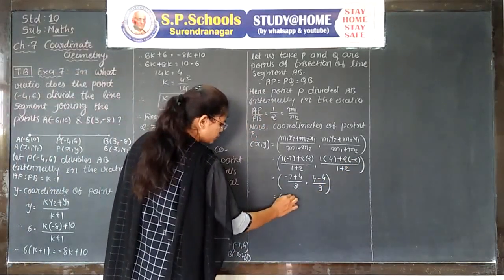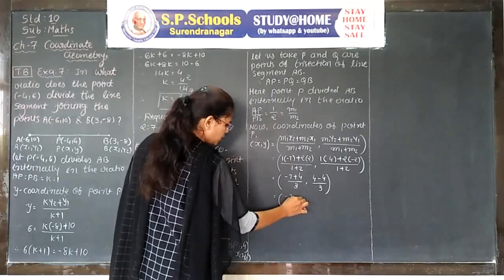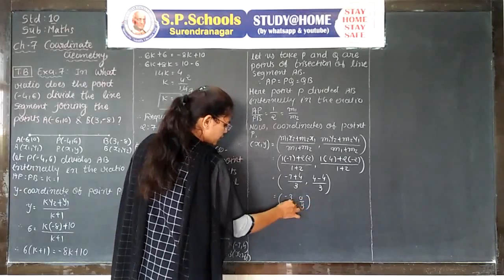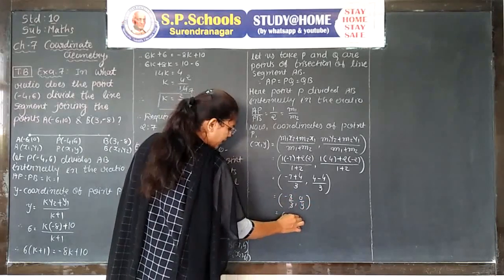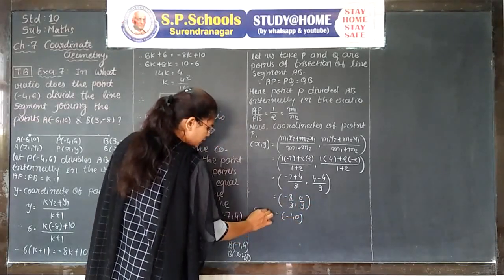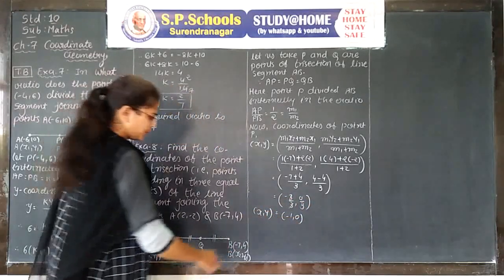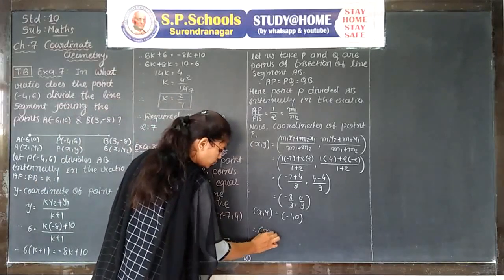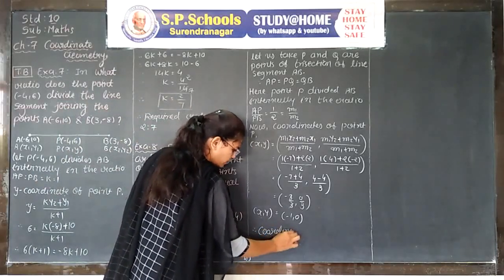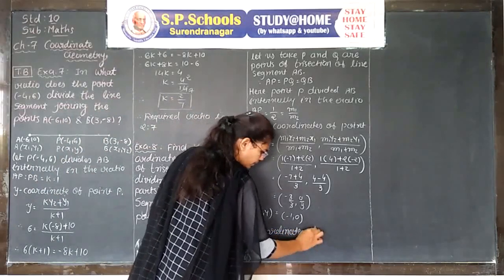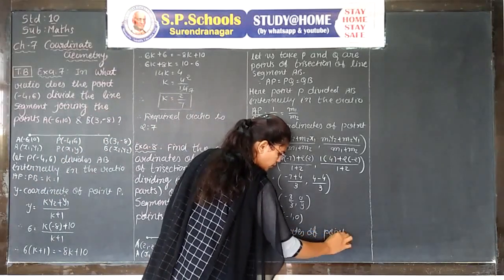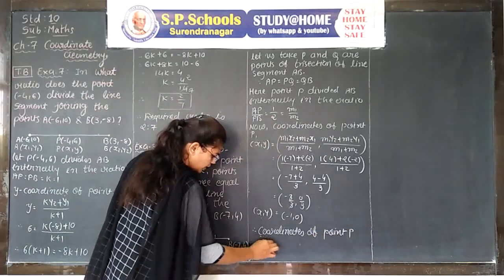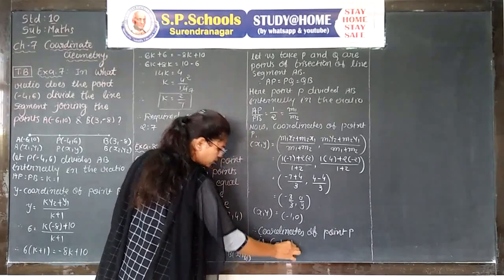Is equal to -3 upon 3 and 0 upon 3. 3 3 cut and we get -1, 0. It is the coordinates of point P. Therefore, coordinates of point P is -1, 0.